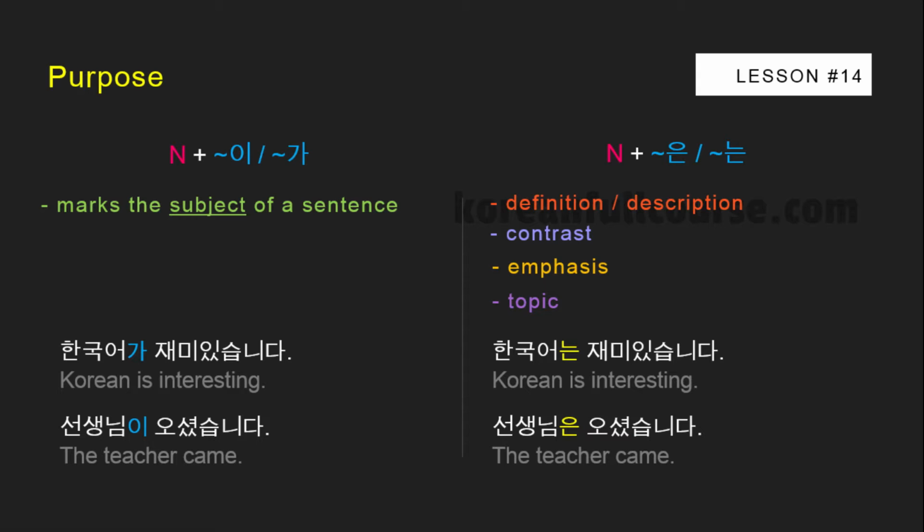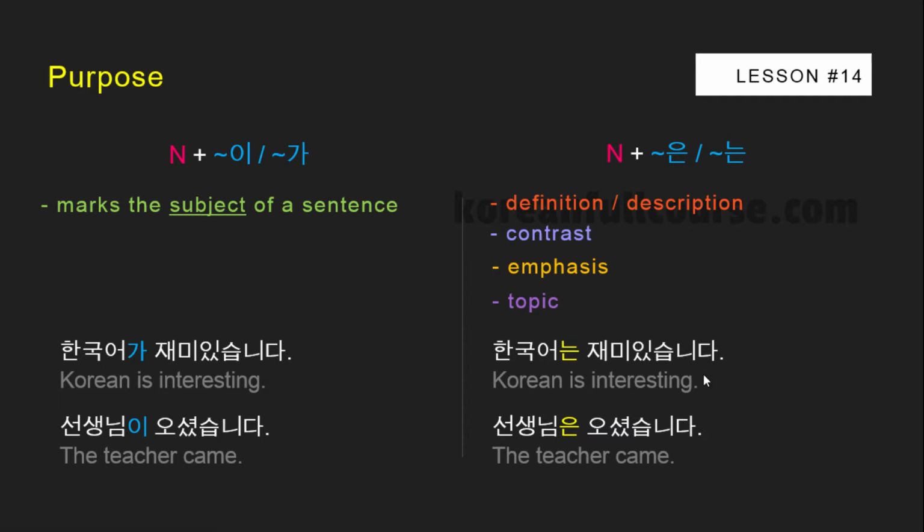They think that 이/가 and 는 are similar and interchangeable, but it's not true. 이/가 and 는 are not variants of the same thing. They have completely different roles in a sentence. So here, you just inform a listener or reader about something. You just give information that Korean is interesting and the teacher came.